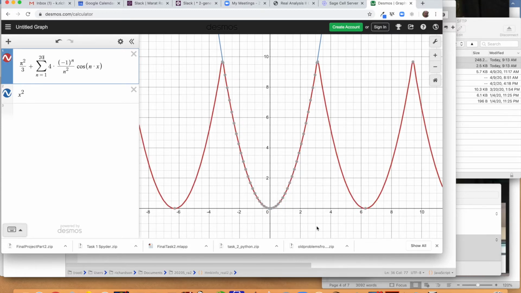Oh, but notice it only works between negative pi and pi. And the reason for that is because the Fourier series is always periodic, and if you add 2 pi, you're going to get the same thing. But it does very closely approximate, and you can actually see that it converges to the function everywhere. It's amazing. So anyway, let's go answer the rest of the questions on the exercise.